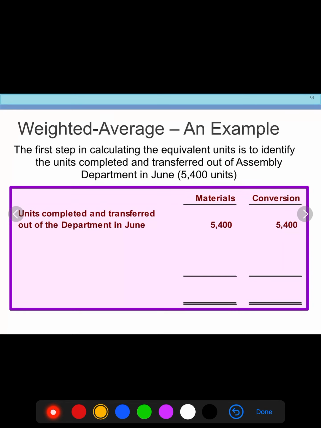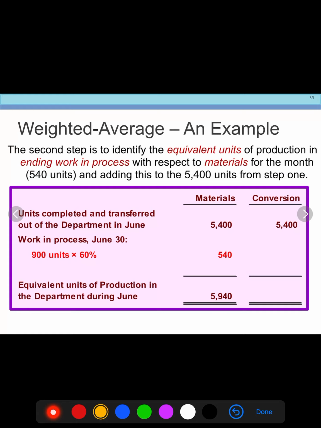Okay. So, to continue, in the example, weighted average method. So, the first step in calculating the equivalent units is to identify the units completed and transferred out. So, based on the problem presented, 5,400 units. So, as you can notice, the 5,400 is 100% completed in terms of materials and 100% completed in terms of conversion cost.